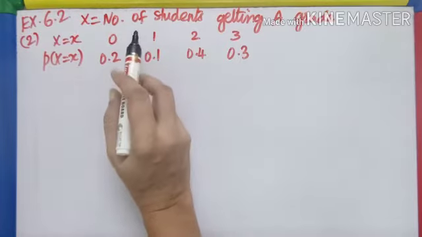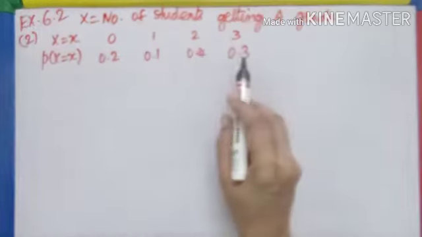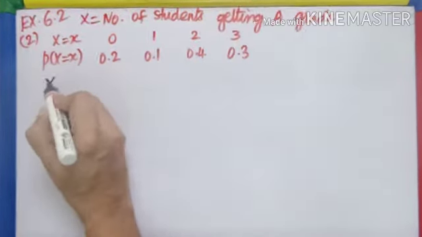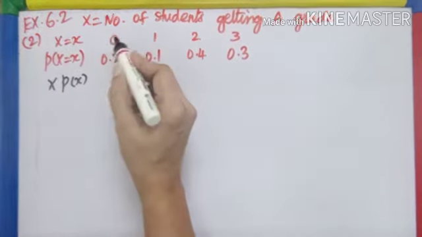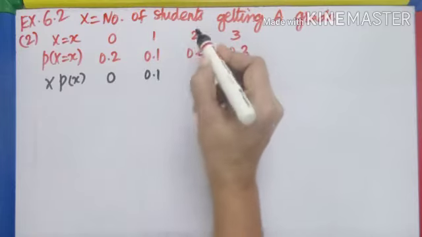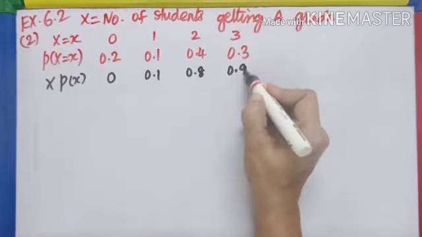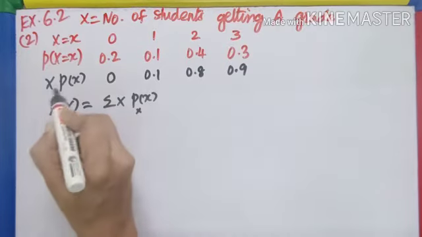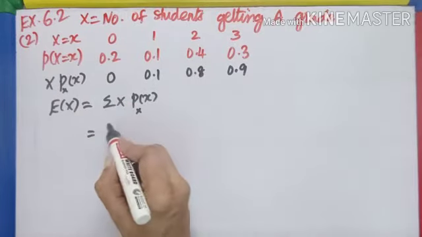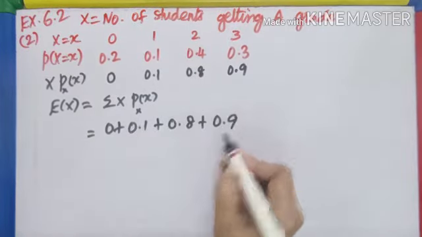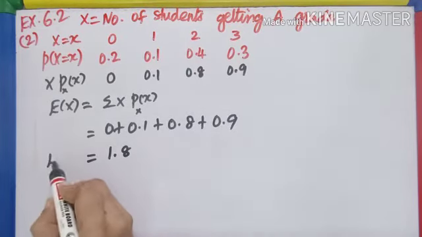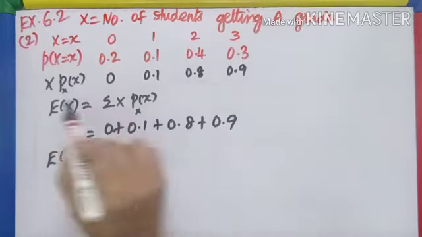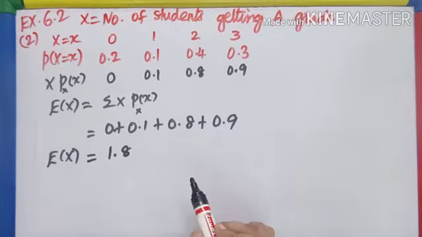Question number 2. When x is number of students getting A grade, the p.m.f. is given. We need to find the expected value. So what is the formula? X into p of x. Let us multiply. 0 into anything, 1 into 0.1, 2 into 0.4, 3 into 0.3. And now what is E of x formula? Sigma x into p of x. When we write the function, let us put one small x down. Now add it all. 0, 0.1, 0.8, 0.9. The total is 1.8. So expected value is a simple concept. Just multiply x and probability, tabulate here, add it all and write the answer.